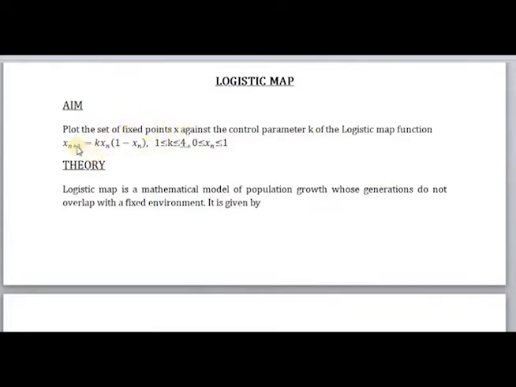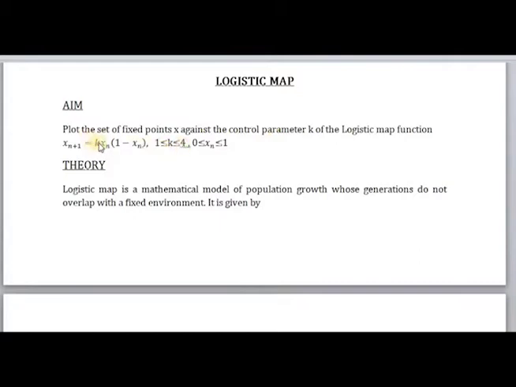We'll give some initial value of x, let x_n be 0.1, and you find the new value x_(n+1). You'll get some new values, and this process will be repeated for a long time until you get a set of constant values for x_(n+1). This x_(n+1) becomes the fixed point, and this fixed point is called an attractor. So we are plotting the graph between all these attractors and the control parameter starting from 1 to 4.